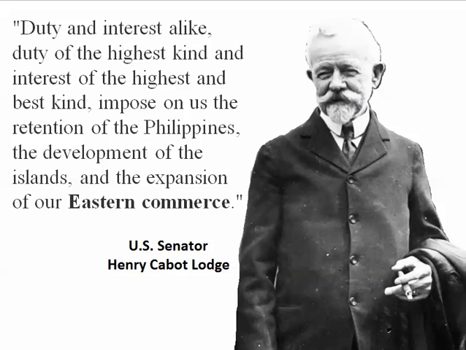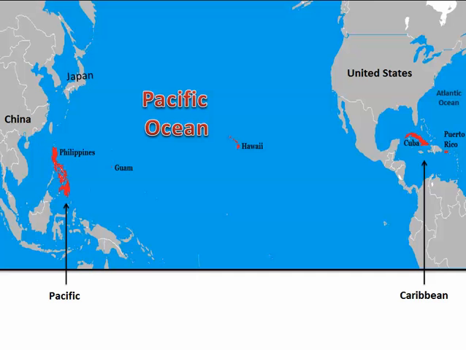U.S. Senator Henry Cabot Lodge said, "Duty and interest alike, duty of the highest kind and interest of the highest and best kind, impose on us the retention of the Philippines, the development of the islands, and the expansion of our eastern commerce." And what did he mean by eastern commerce? What he meant, and the reason why some people thought we were doing this, is that China had a lot of resources, and we wanted to tap into this trade with China. There were a lot of people there to sell our goods to, and to also get what we didn't have from China.